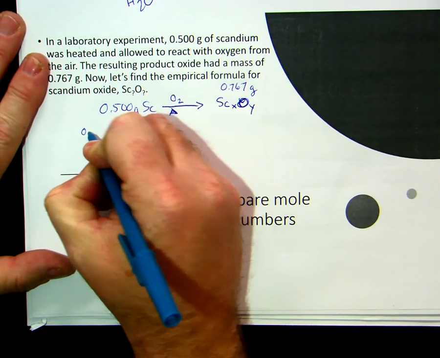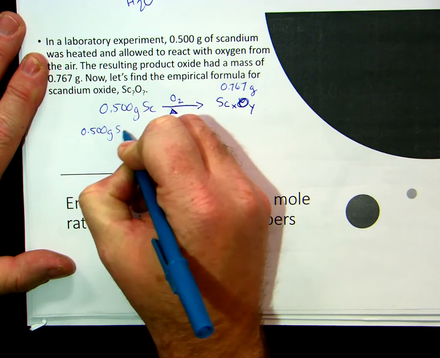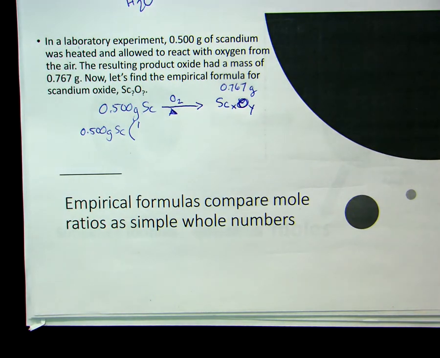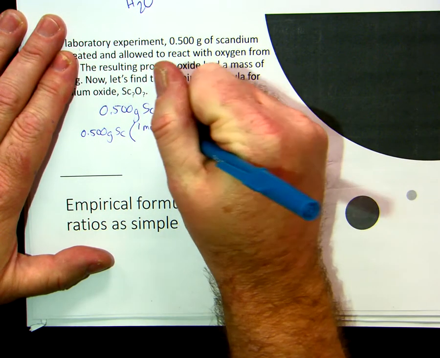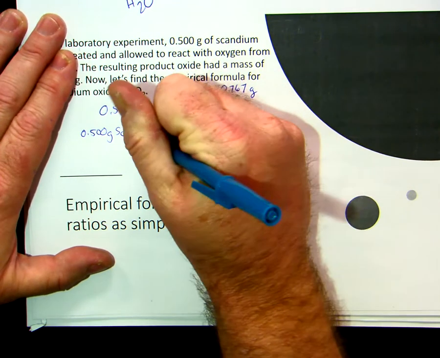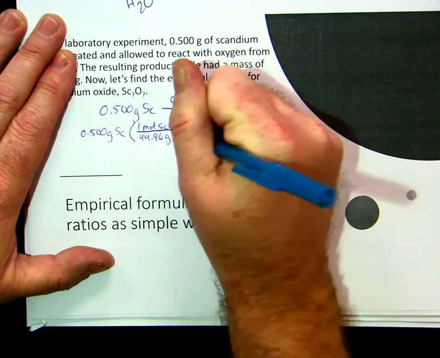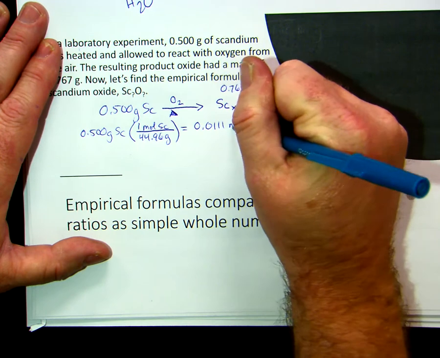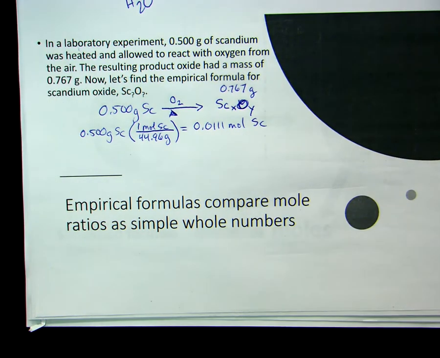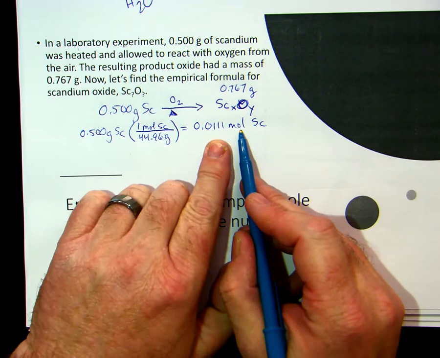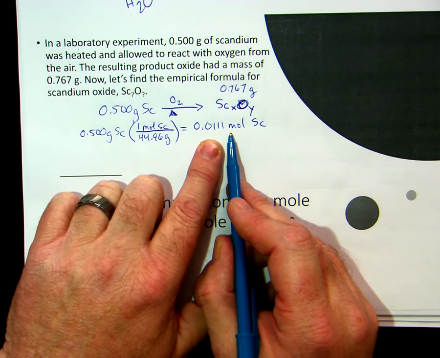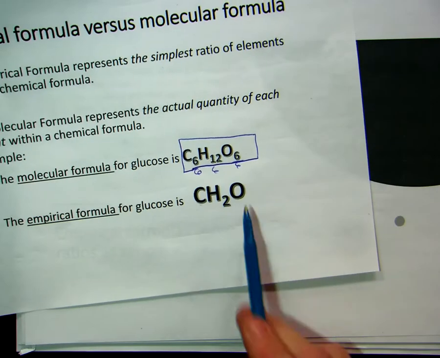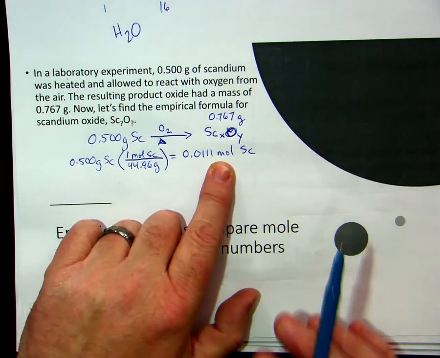So what I'm going to do is take my 0.5 gram of scandium and convert that to moles. 1 mole of scandium, if you look it up on the periodic table, is 44.96 grams. So if I have 0.5 gram of scandium, you would compute that you had 0.111 moles of scandium. Now, this is a quantity. This is a mass. With a quantity, I can compare ratios, like 2 to 1 or 1 to 2. And that's why moles are so powerful, because they're a quantity.